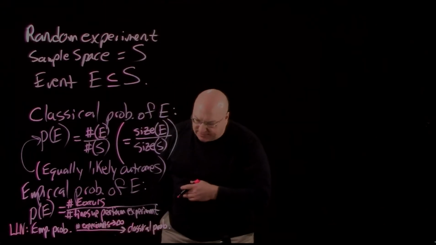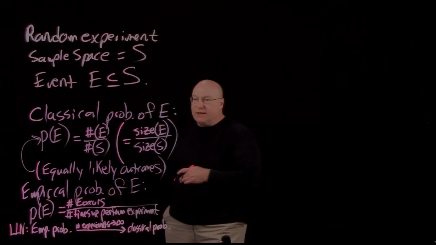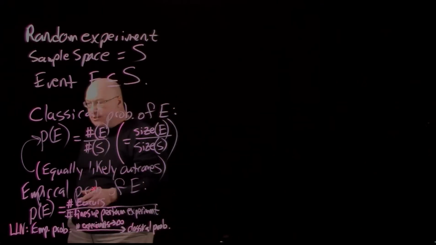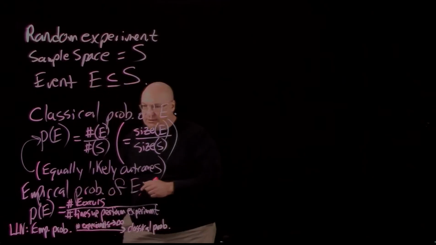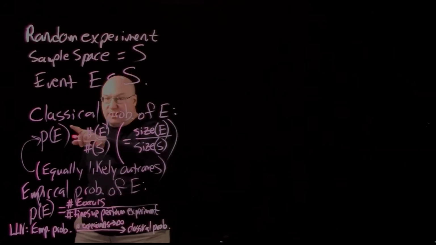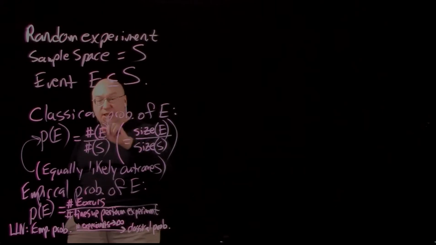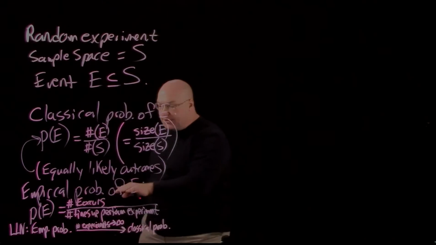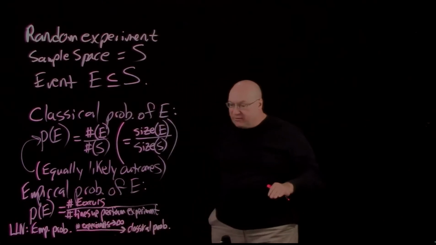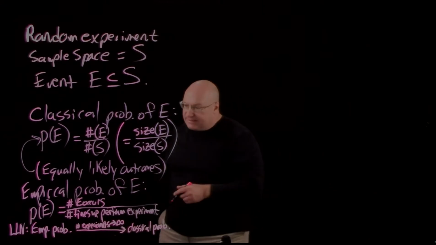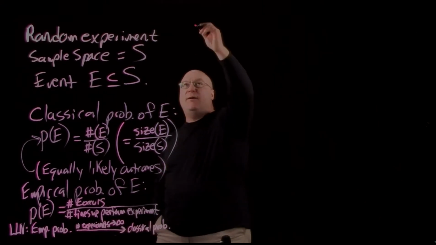That's where we were last time, and I want to ask you to think a little about how we're calculating the probability, in the classical case or the empirical case. In each case, we have a fraction. For the classical probability, we have the number of things in E divided by the number of things in S. In the empirical case, we have the number of times E occurs divided by the total number of times we perform the experiment. Let's compare the numerator and the denominator.